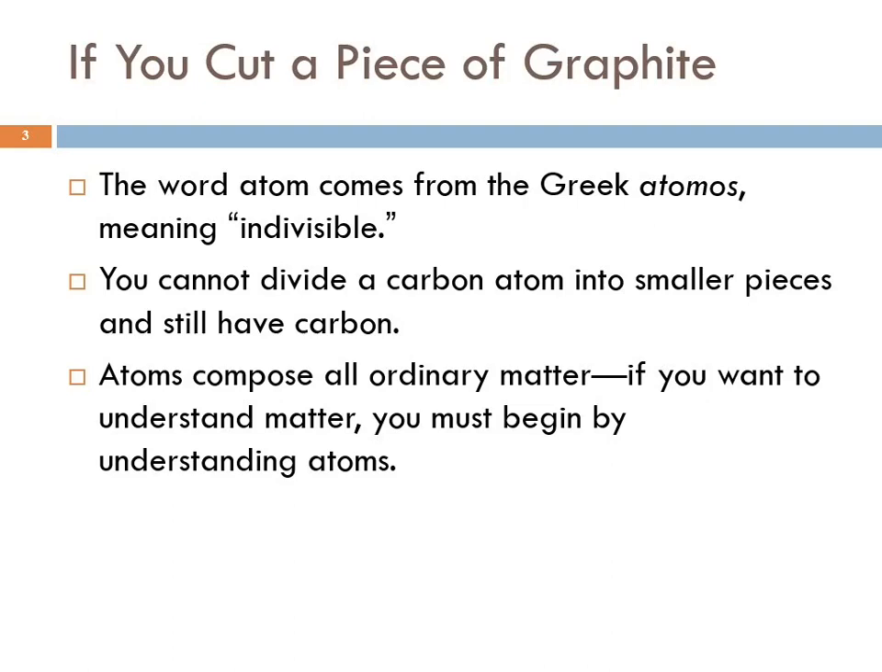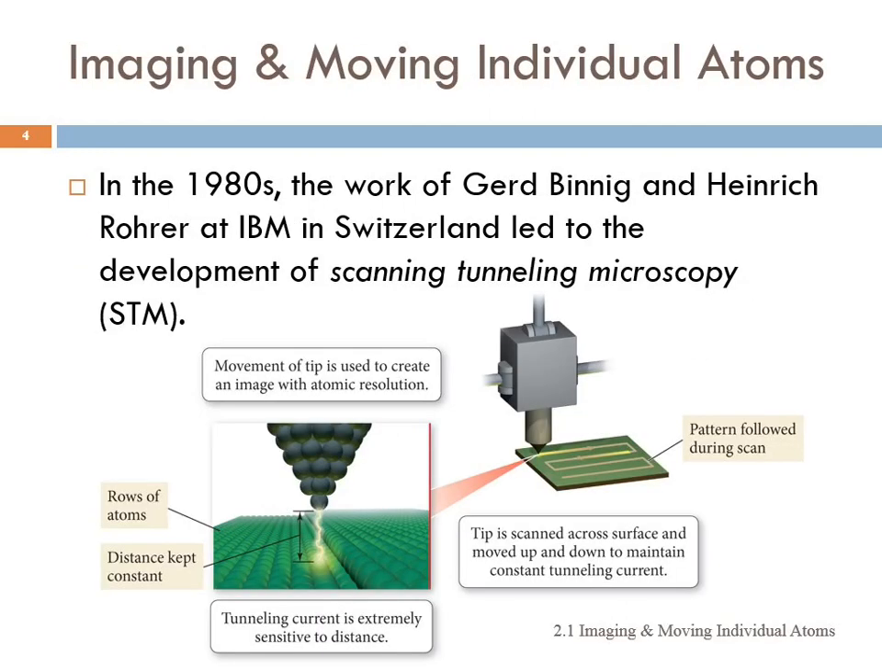And the word atom comes from the Greek word atomos, meaning indivisible. So an atom is an indivisible particle. You can't take a carbon atom and somehow cut it or break it and still have carbon. So this is an important idea that atoms compose all ordinary matter. If we want to understand matter, then we need to start by understanding atoms. And that's what chemistry looks at. What do atoms do, and how do they affect the properties of matter?